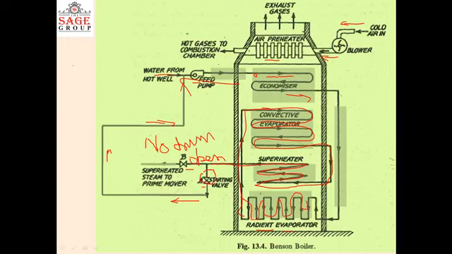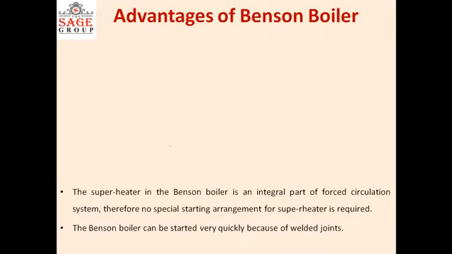Then water will pass again through the economizer, then it will get heat in the radiant evaporator as well as the convective evaporator. Then it will evaporate completely. Then when it passes through the superheater, it will generate superheated steam. Then this superheated steam, with the help of valve B, can be supplied to any application. So this is the working of the Benson boiler.